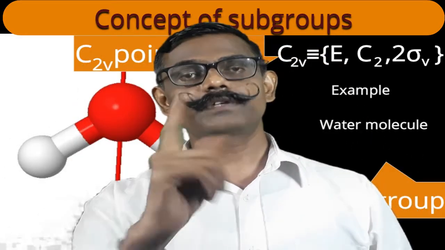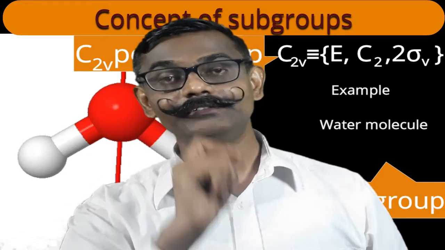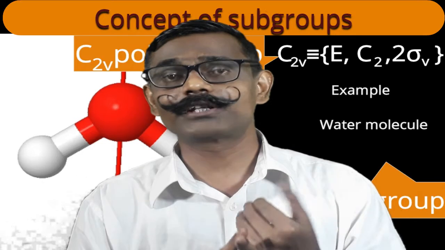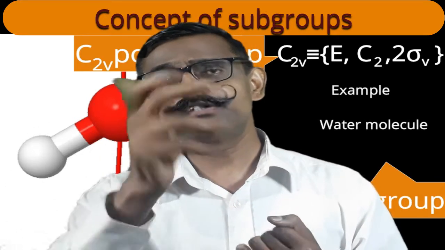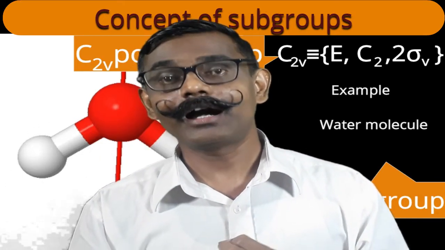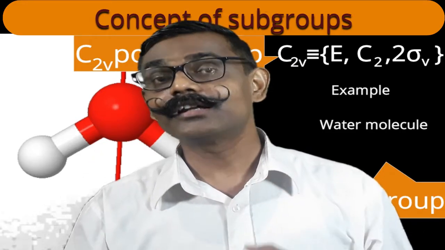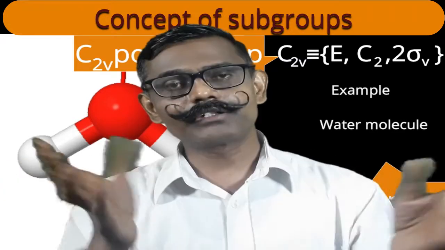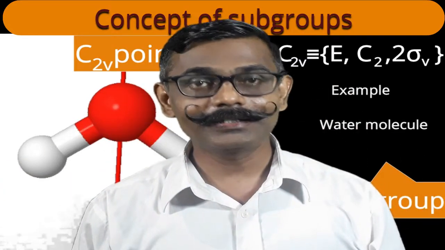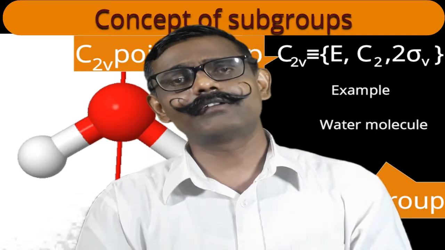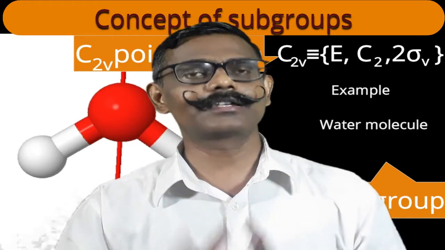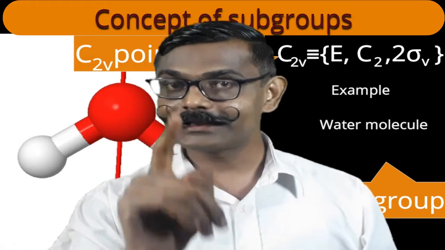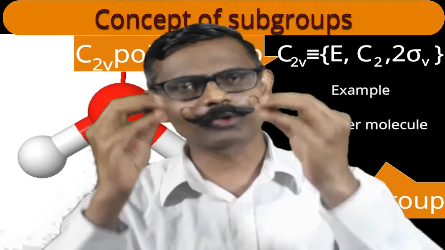For C2v, the first subgroup is C1, where identity alone is there. It fulfills all conditions. What is the first condition? Closure: E into E is equal to E. Second condition, identity: identity exists there. Third condition, associativity: E into E into E, whichever way you follow, you will get the answer E. And the last condition, inverse: the inverse of identity is identity. All conditions are fulfilled. Therefore, we say C1 is a subgroup of C2v, or of any group.